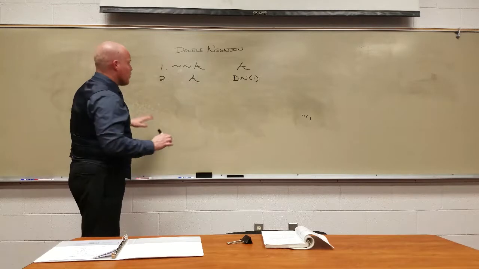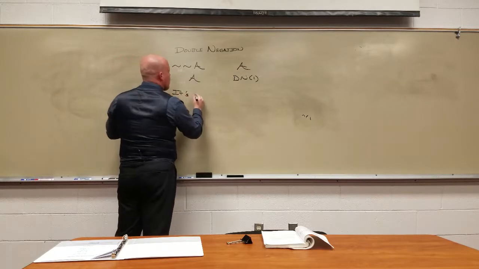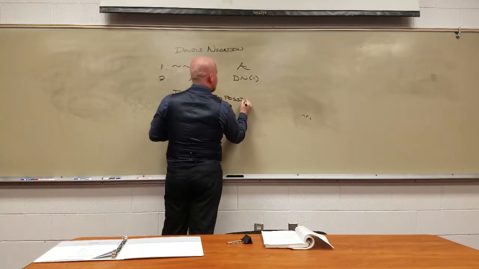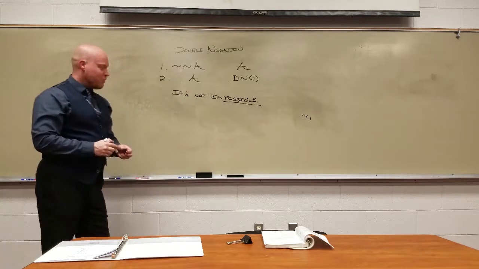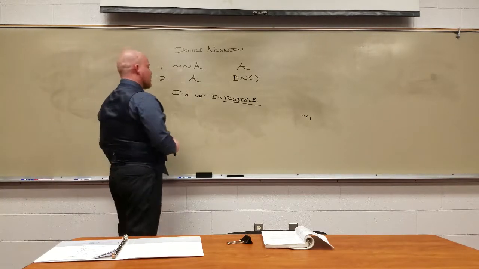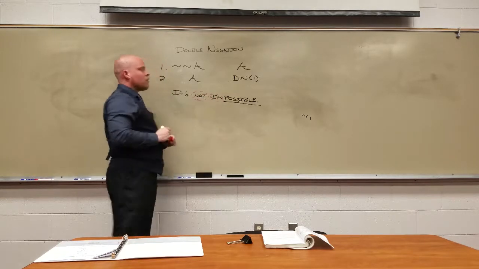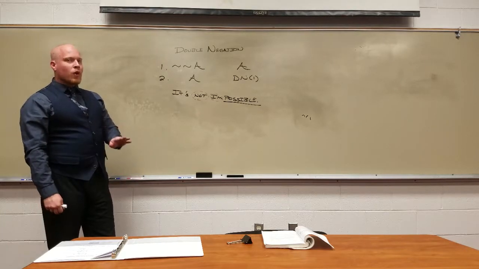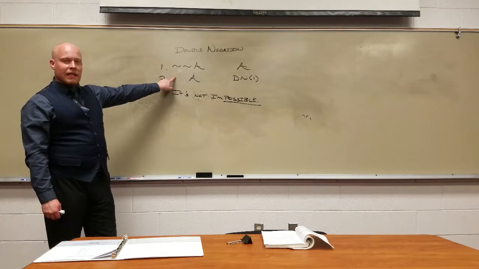So for example, let me do a translation here. If I said something like, it's not impossible. Where P stands for it is possible. Now notice, got two things in there that mean no. Now, when we're translating, don't make the substitution. If you're translating, don't make the substitution.